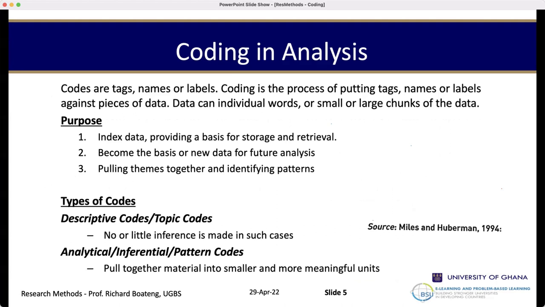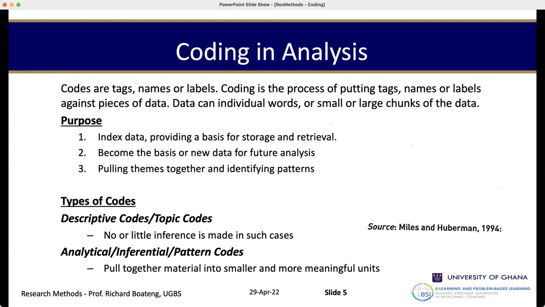So I'm going to explain to you how to code. What is a code? How to code? The different types of code. How to code within the interpretation framework that you have. Your interpretation framework is what will guide you to either code better or not code better.